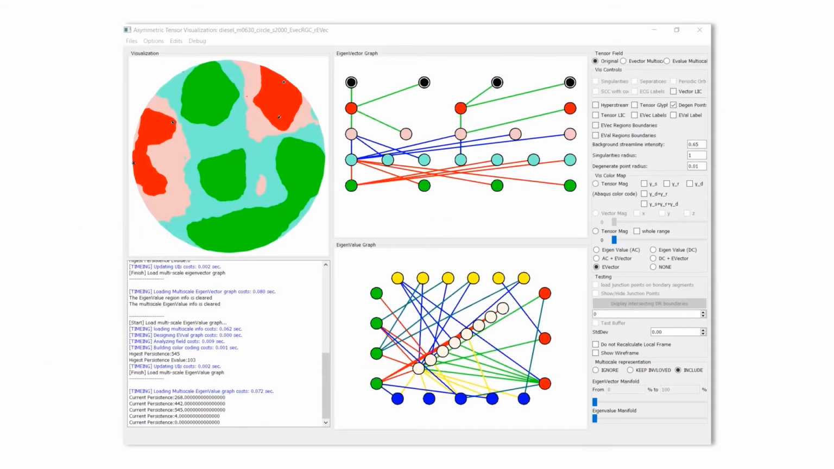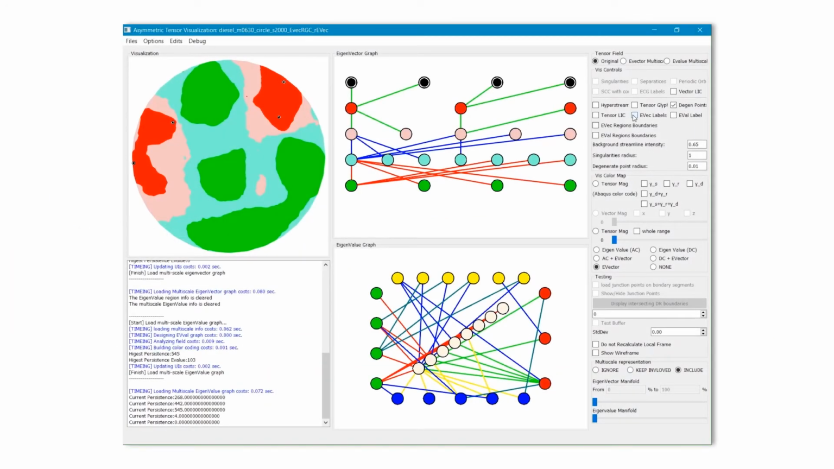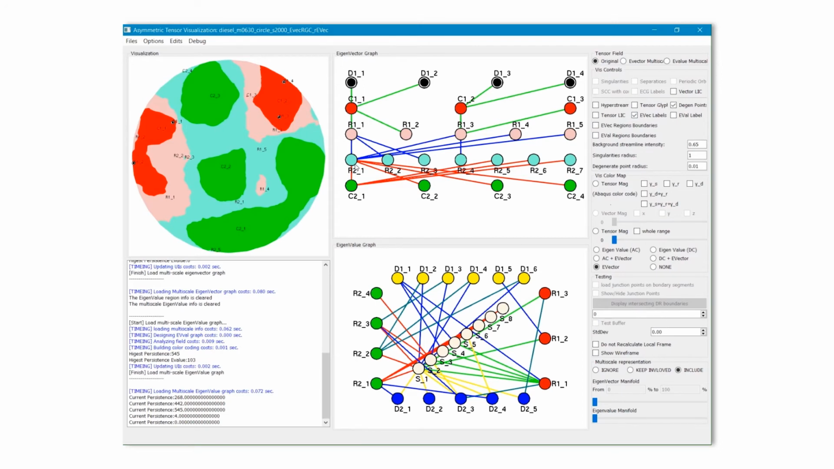Our system constructs the multi-scale analysis on the data in minutes, decided by the number of triangles in the mesh and the number of regions we have. After the analysis, we can save the analysis result to provide interactive study in the future.